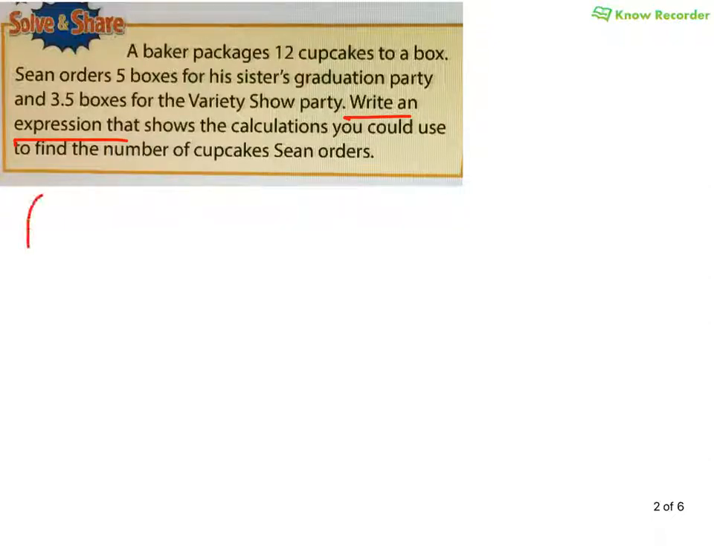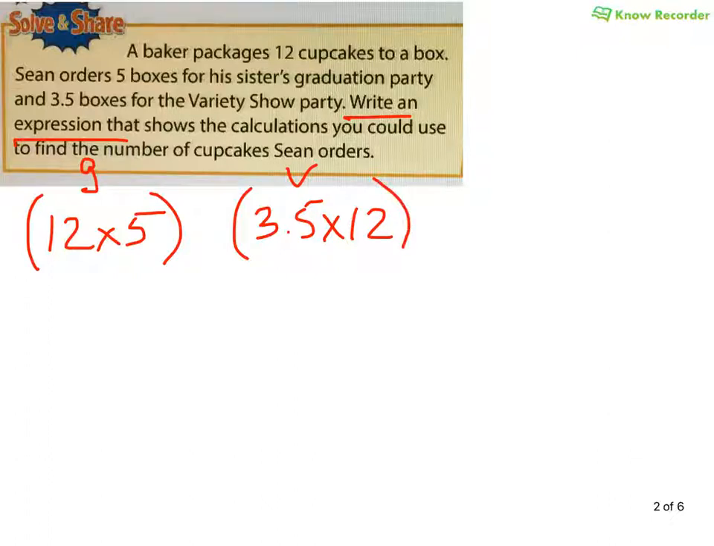Things we know. There are 12 cupcakes in every box. I also know that there are 5 boxes for the graduation. Well, if I multiplied the 12 by the 5 boxes, I know that I'm going to get how many cupcakes they used at graduation. I put it in parentheses because I want to keep it away from everything else. It's a separate operation. I also know at the variety show, he had 3.5 boxes, and there's 12 cupcakes in each. Now, if I want to know the total number of cupcakes, I could add those two values together.